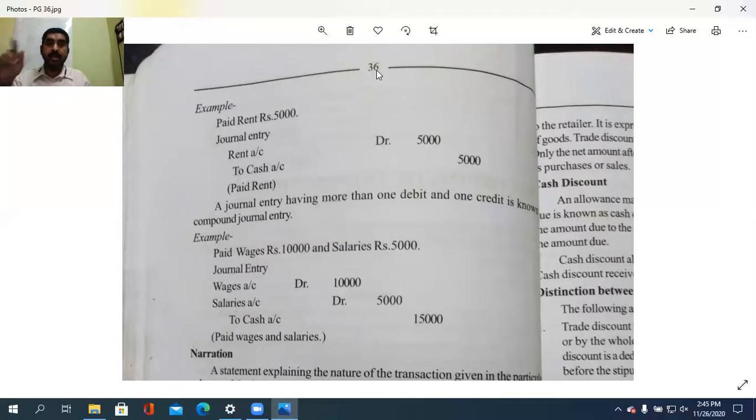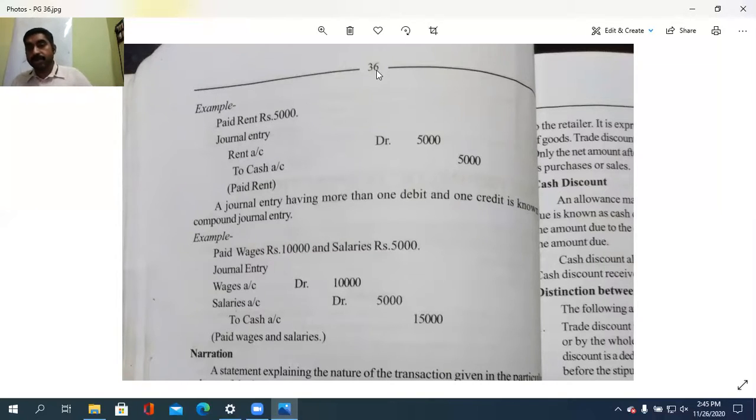Isn't it the same thing that is credited? What is going out? Cash is going out from the business. So credit what goes out. Cash is going out. So cash account is credited. This is the compound journal entry, and the previous one is the simple journal entry.